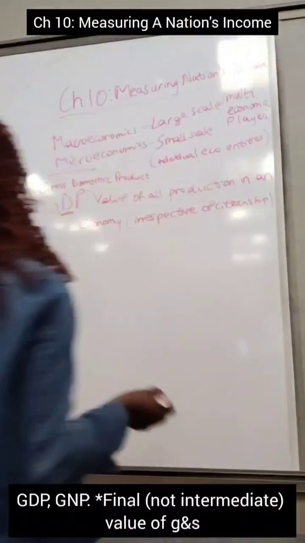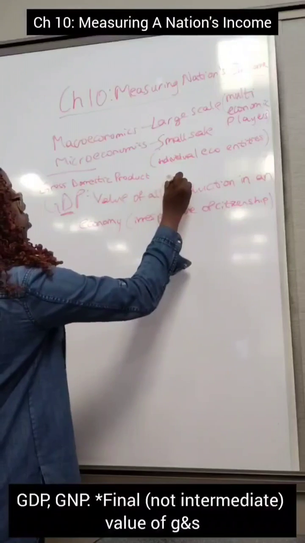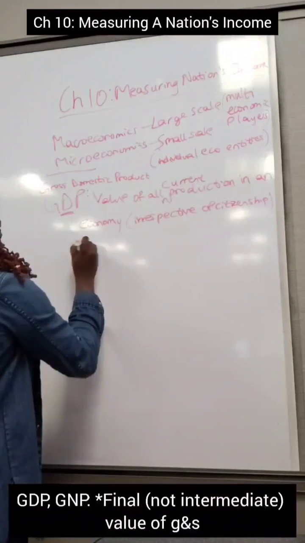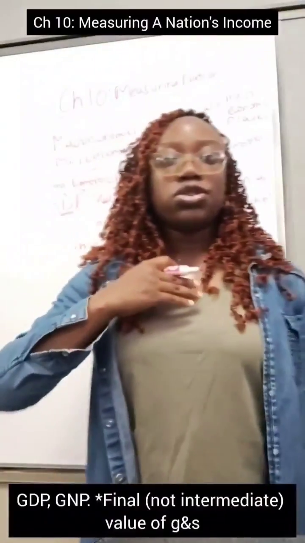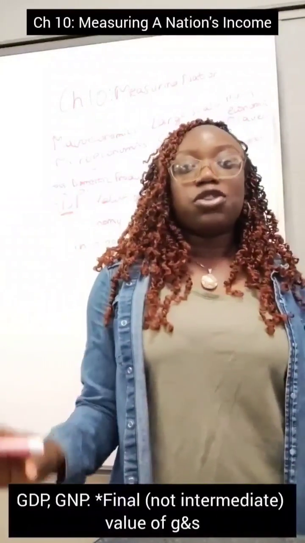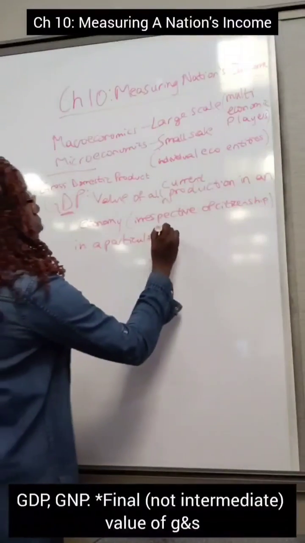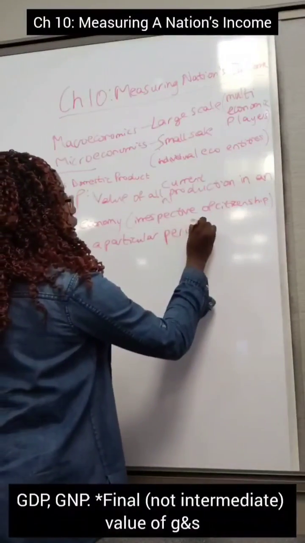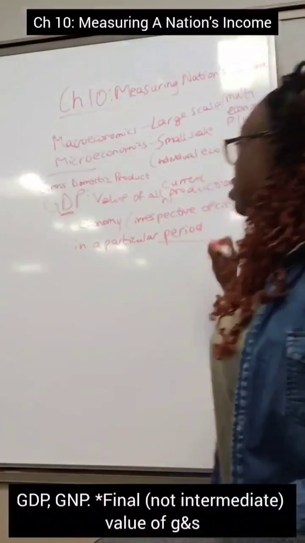right? Also, you should note that this includes current production, okay? So current production, and for it to be current, it has to be in a particular time frame, right? So for instance, whatever I produced added to the US economy for 2024 is not going to count for 2025, right? So it has to be in a particular period. So it could be in a particular year, it could be in a particular quarter, it could be in a particular month, right? So that's that.